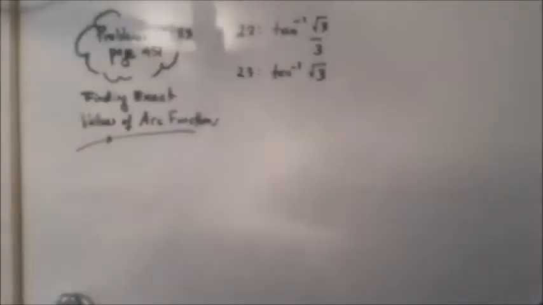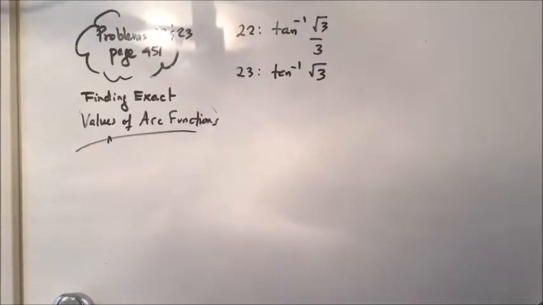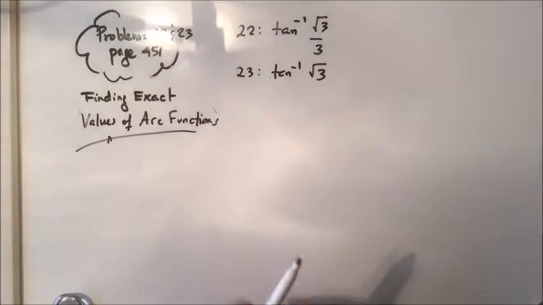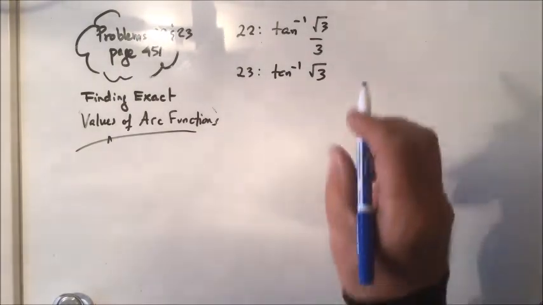All right, so we're cracking into homework set 30 now with problems 22 and 23 on page 451. They are sisters to 25 and 26 in your assignment. We can do these fairly quickly. That's why I wanted to do two of them. This is finding exact values of arc functions, in this case of arc tangents.